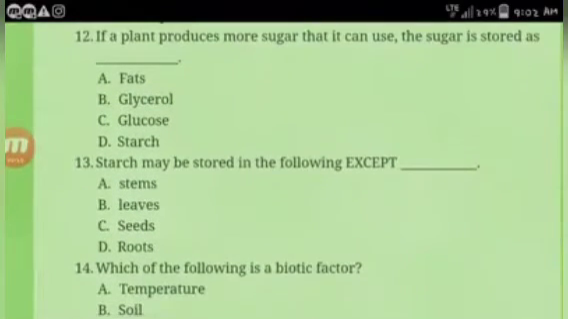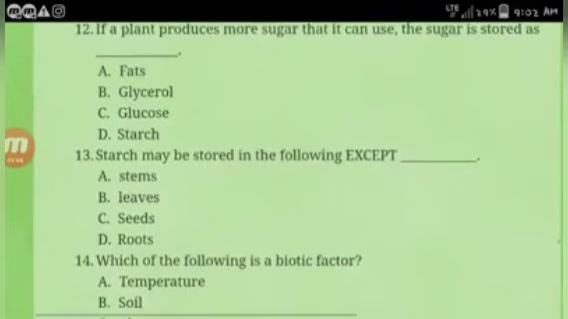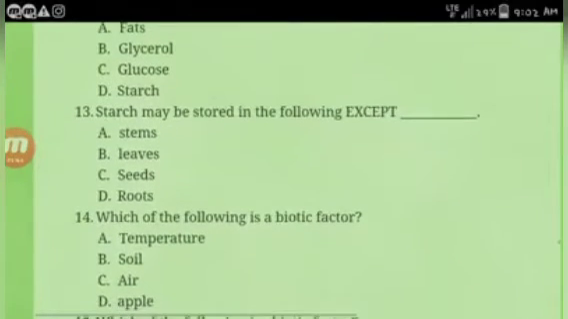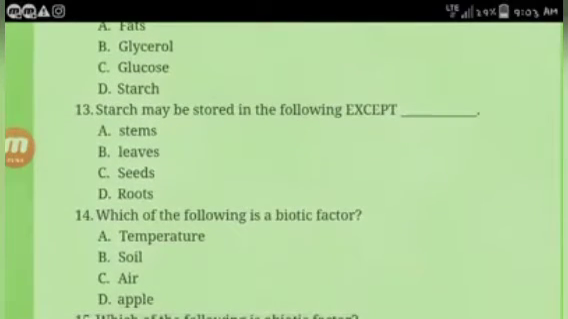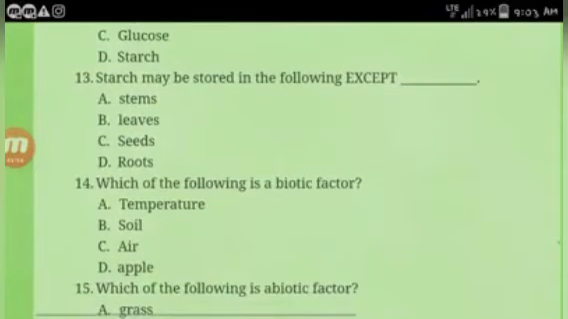Next one, number 12, if a plant produces more sugar than it can use, the sugar is stored as not fats, it's only for animals. And the answer is letter D, which is starch. It's stored in the roots, the stems, and leaves. Next one, starch may be stored in the following except, I just mentioned it, in the seeds. C, it's not except seeds.